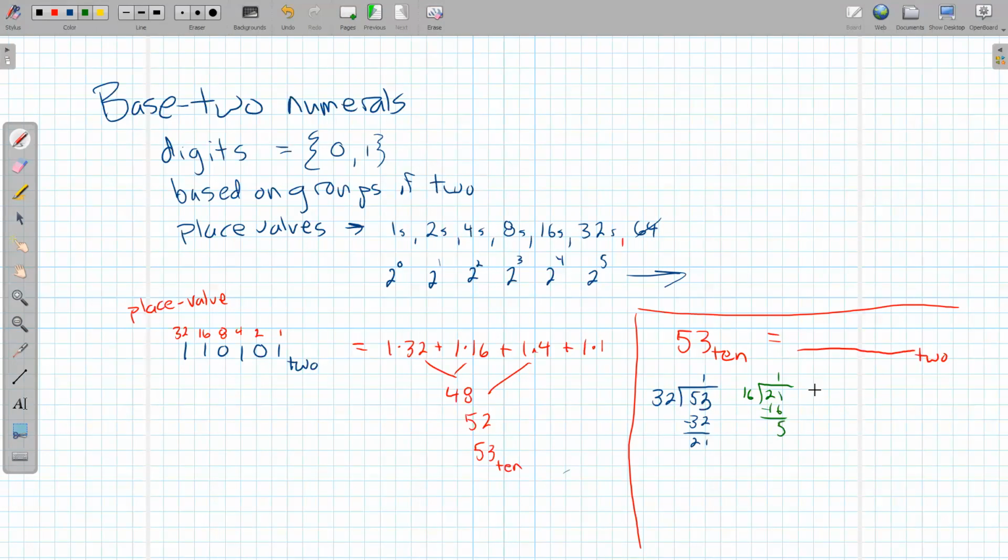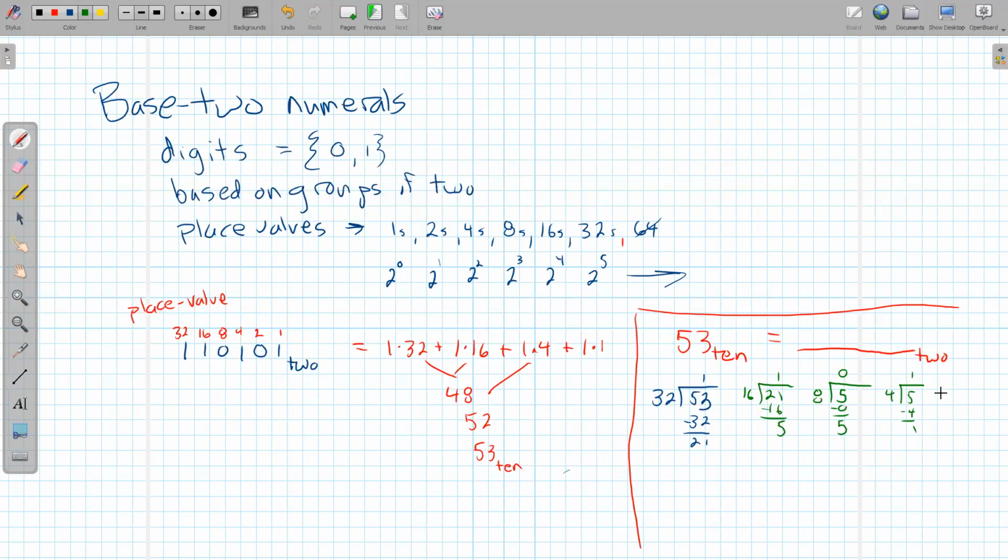So then I move on to my next place, which is the 8s. 8 goes into 5 how many times? 8 goes into 5 0 times. 0 times 8 is 0. Remainder is 5. Moving along. 4 goes into 5 how many times? 4 goes into 5 one time. 1 times 4 is 4. Subtract and get a 1.